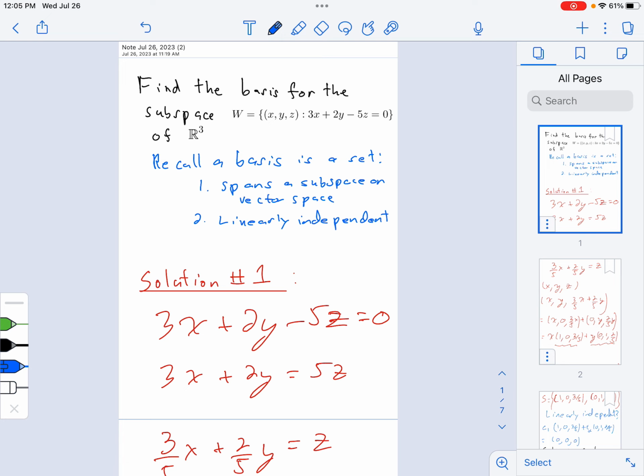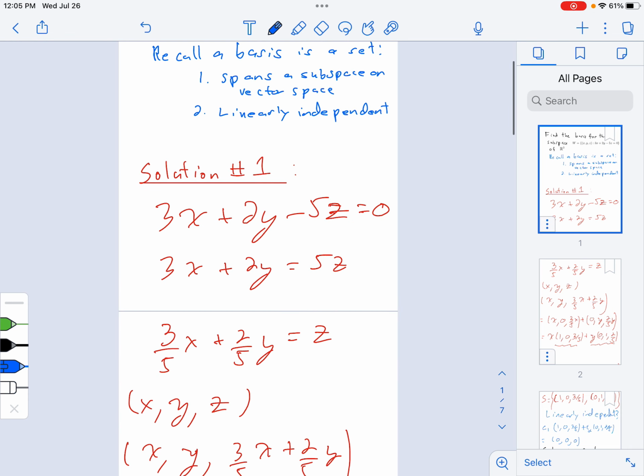Okay, now for this particular problem, for this set, there's a couple ways of doing this. My first solution consists of me just working with this equation, 3x plus 2y minus 5z equals 0, as you can see here, on the second line in red. And I'm going to actually solve for z. Doing that, you get z equals 3/5 x plus 2/5 y. So this equation, 3x plus 2y minus 5z equals 0, is one equation with three variables, a homogeneous equation. It's going to have an infinite number of solutions.